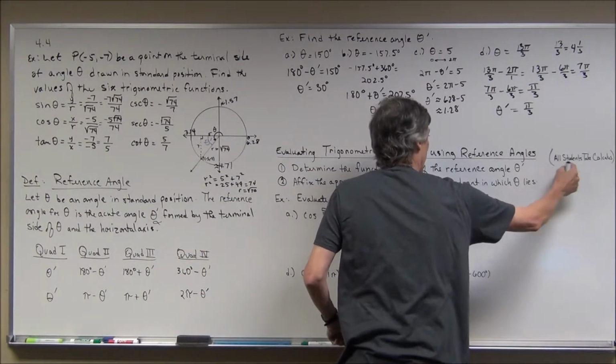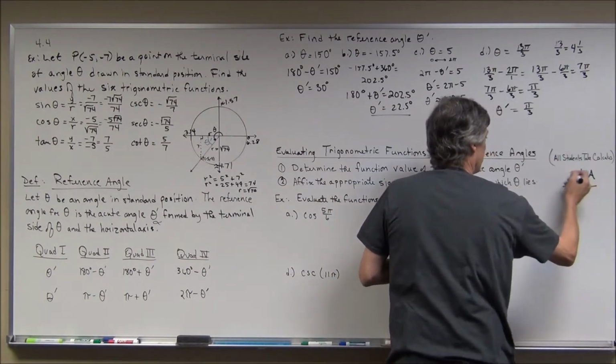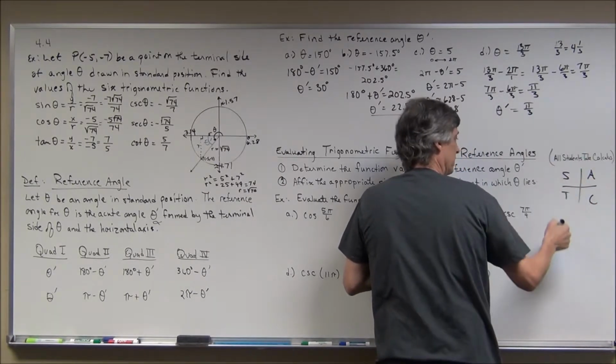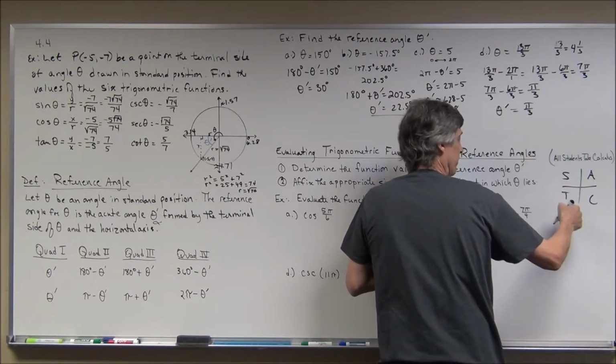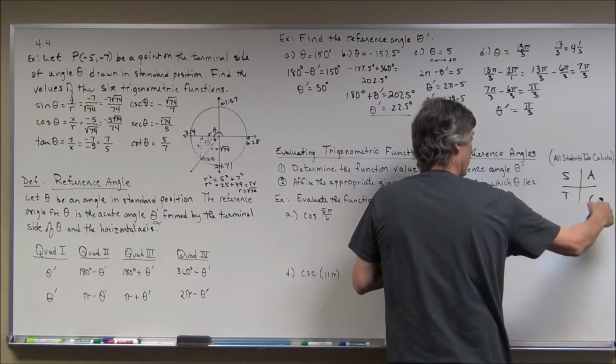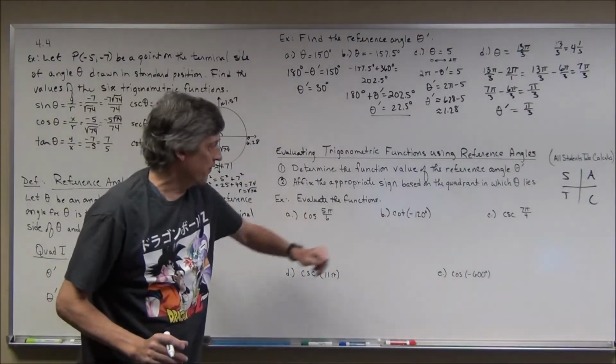That's where you use that all students take calculus. Remember, all students take calculus. They're all positive here. Sine is positive here. Cosine and tangent are negative. Tangent's positive in the third quadrant. Sine and cosine are negative. Cosine's positive in the fourth quadrant. Sine and tangent are negative. So now, let's see what we can do with these 5 examples.